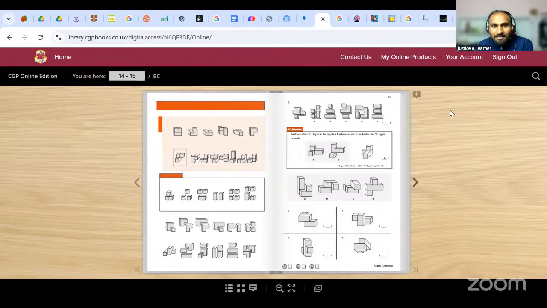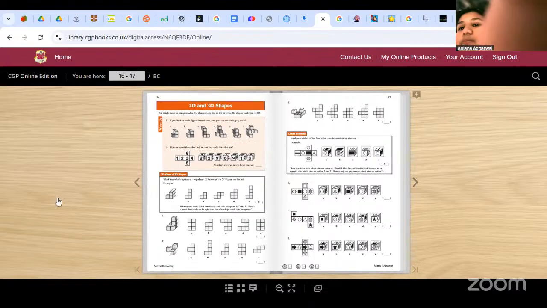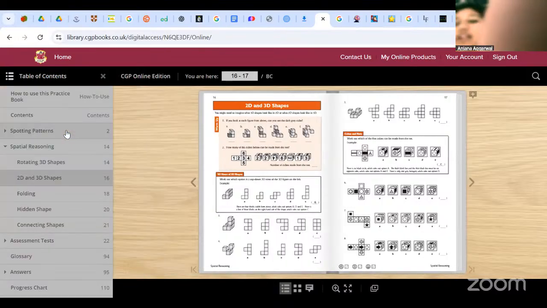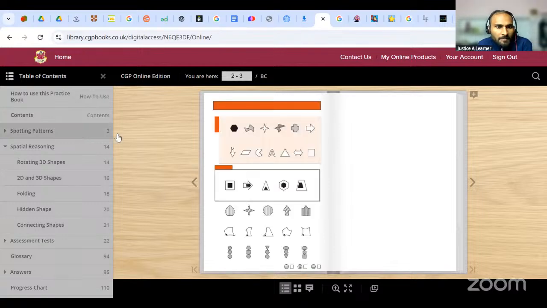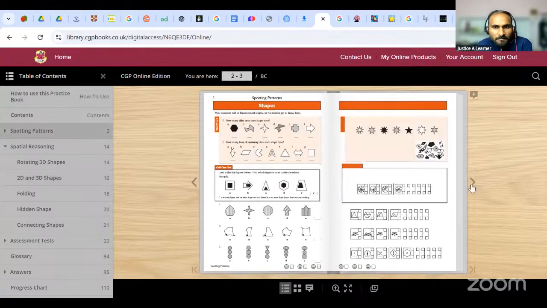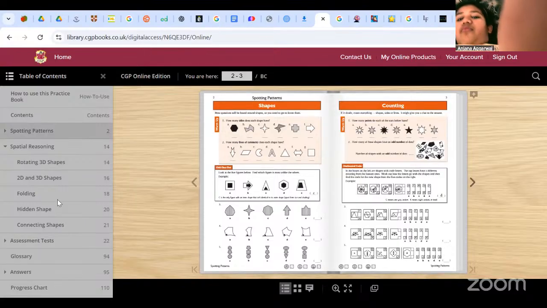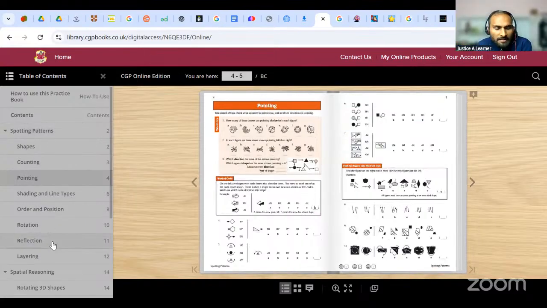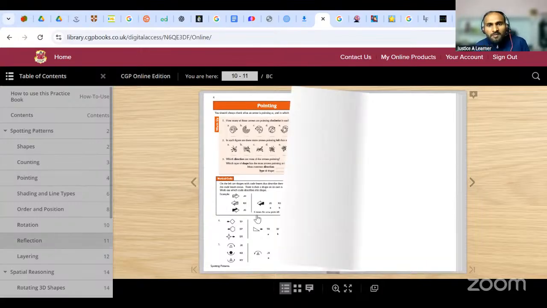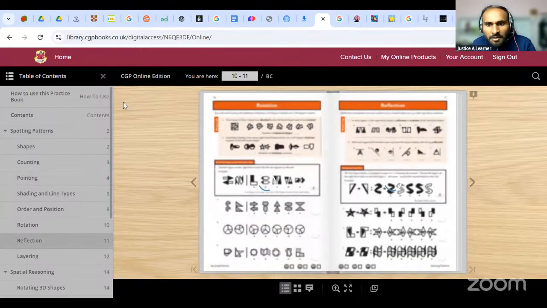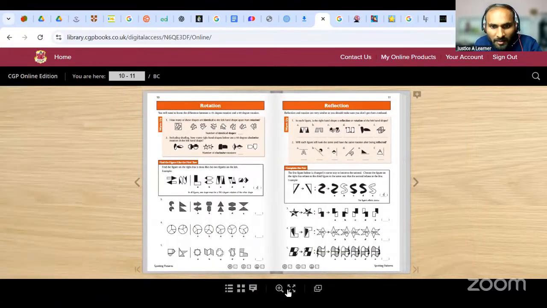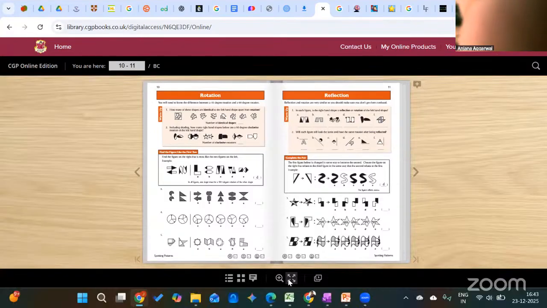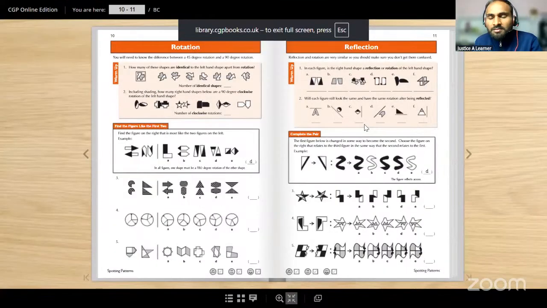Which page number is it? Okay, let me check. Go back. You went too forward. Actually, no, forward. Back, back, back. Spotting patterns, shapes, yeah, forward. Reflection. Yes, here it is. Okay, let's work together on this. Same format: firstly, you'll be doing all the questions. You may try, and then I'll be helping if you're doing something wrong. Go ahead with this reflection.